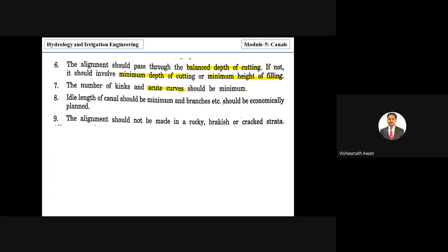The alignment should not be made in rocky, brackish, or cracked strata. Cracked strata cause leakage of water. And even we should not provide it in rocky areas. So it is avoided in these places.